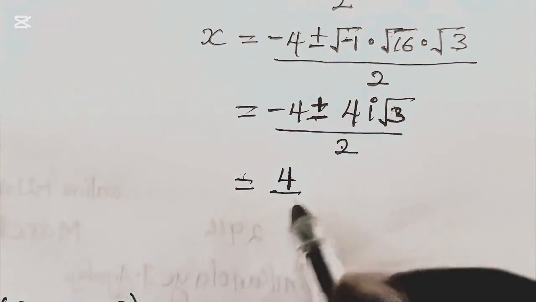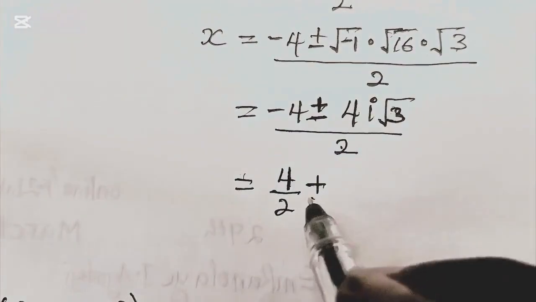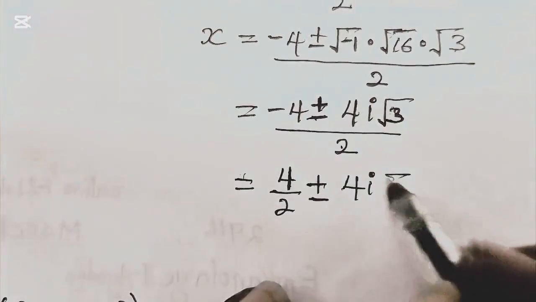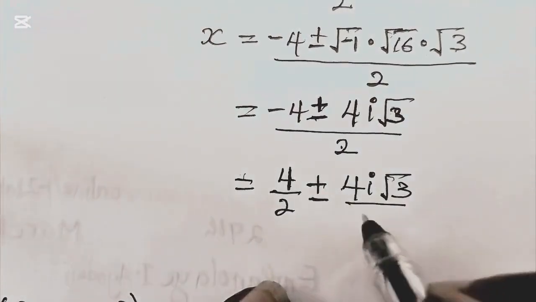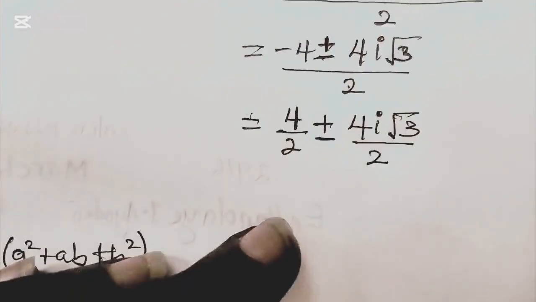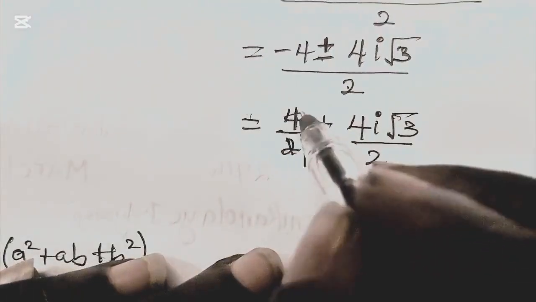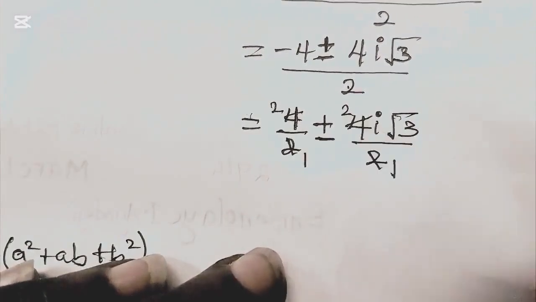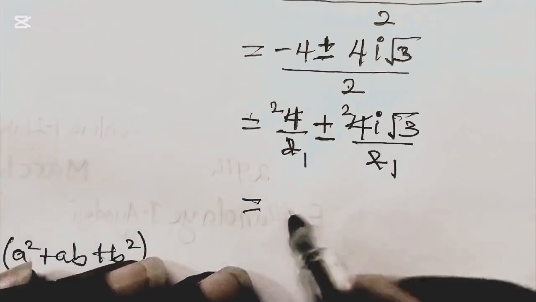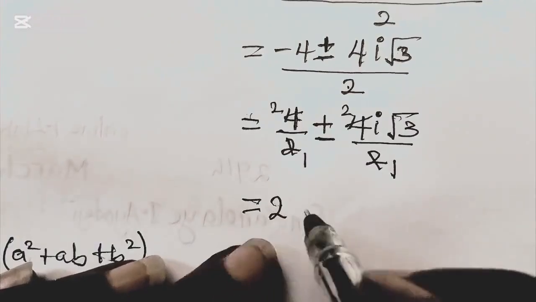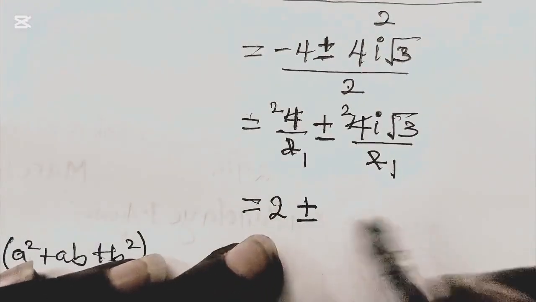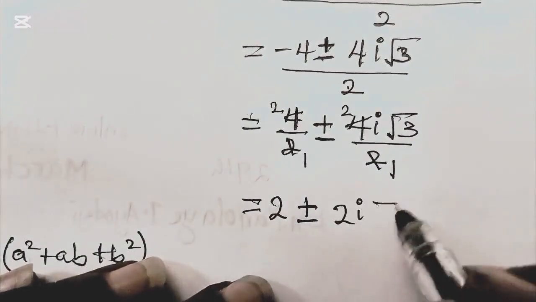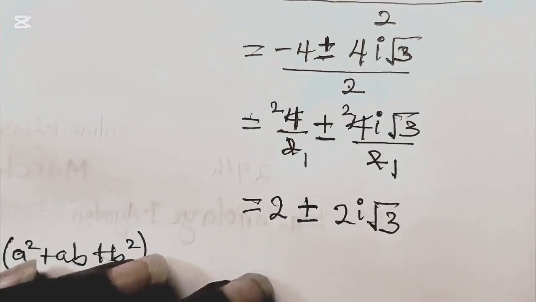So we have 4 divided by 2 plus or minus 4i square root of 3 divided by 2. So from here, 2 here is 1, 2 here is 2. 2 here is 1, 2 here is 2. So what do we now have? We have 2 plus or minus 2i square root of 3.